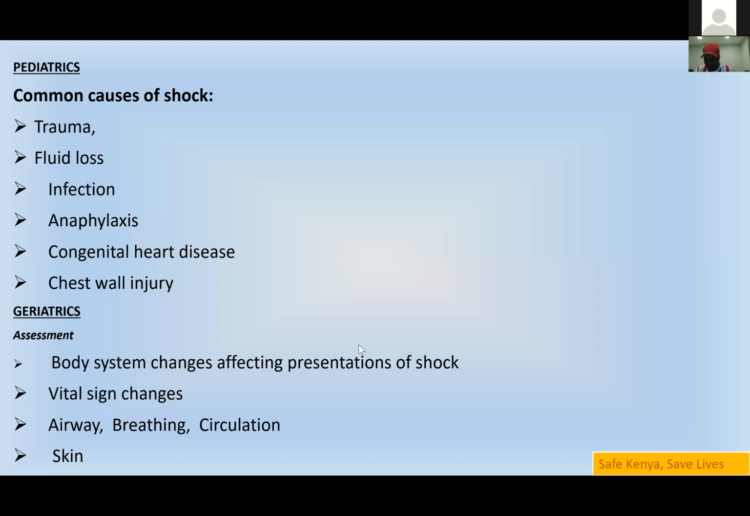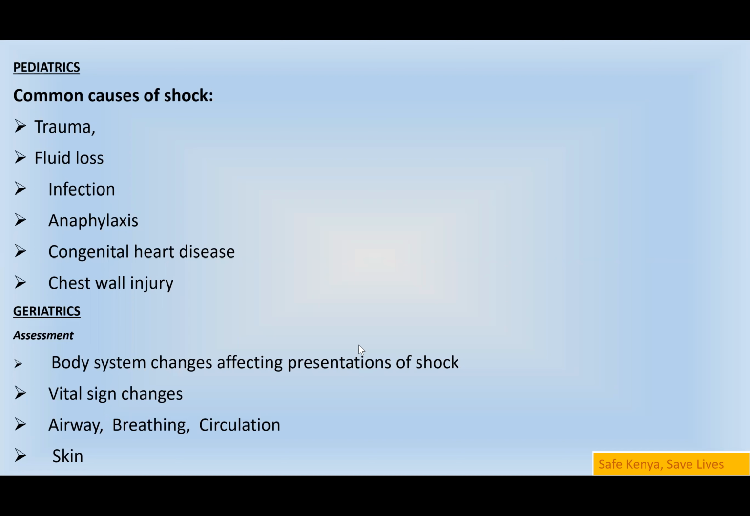Geriatrics, the body system changes with the geriatrics. You start losing muscle tone, your body's not able to compensate as well. They get cold easily because the muscles start to deteriorate, and the body's not able to shiver or generate heat the way that it's supposed to generate heat.